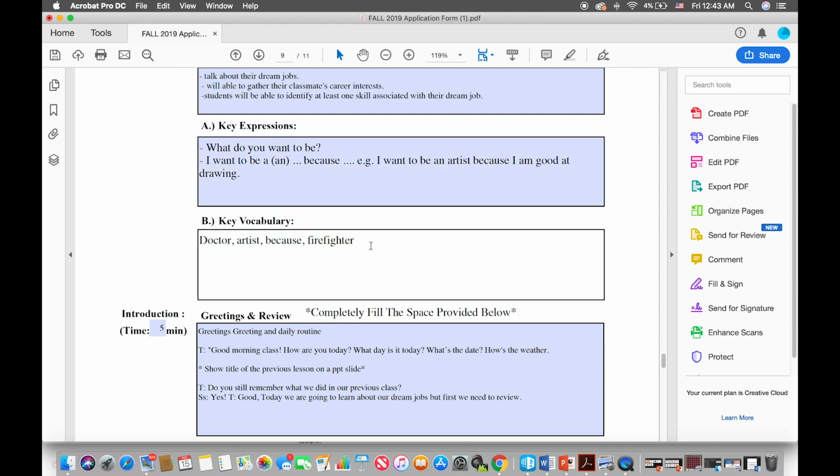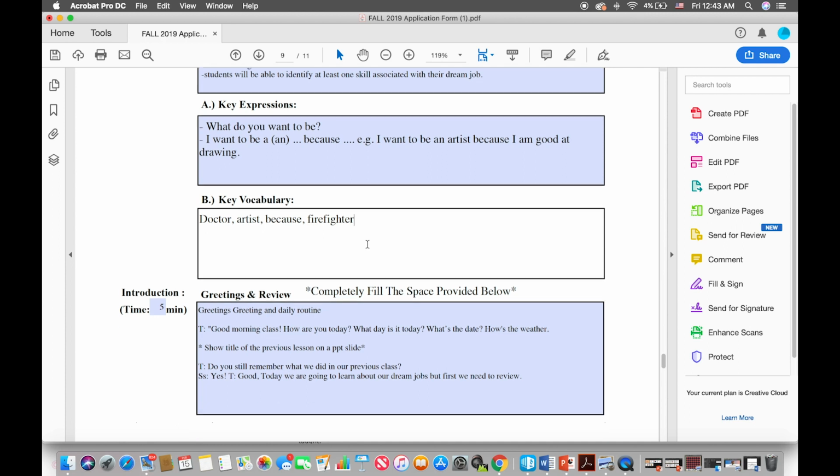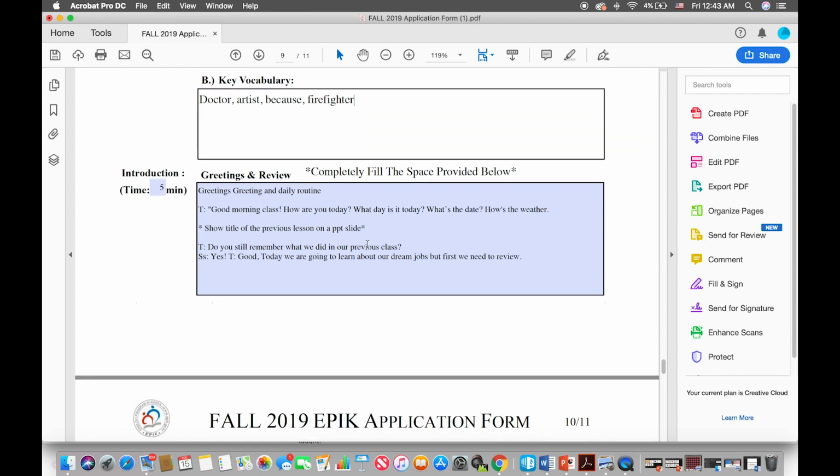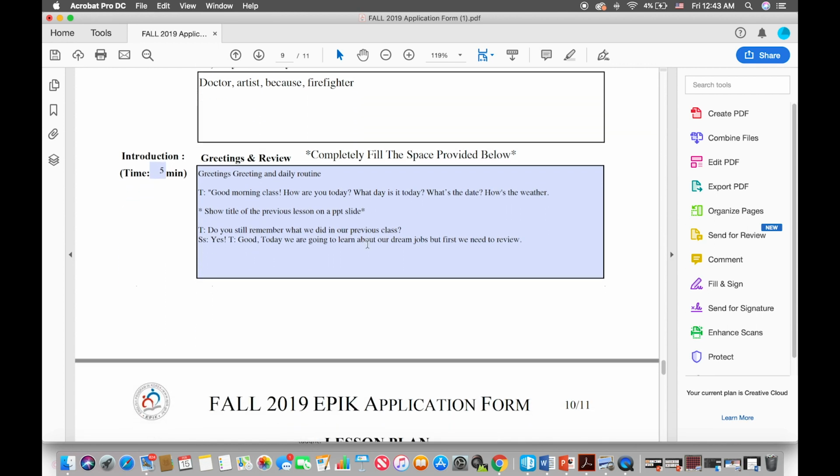And then for vocab, I was very lazy when I was doing this actually, but I'd encourage at least 10 words. You don't want to do too much, especially with elementary school kids, because their retention levels are not that good, so you want to keep it simple.